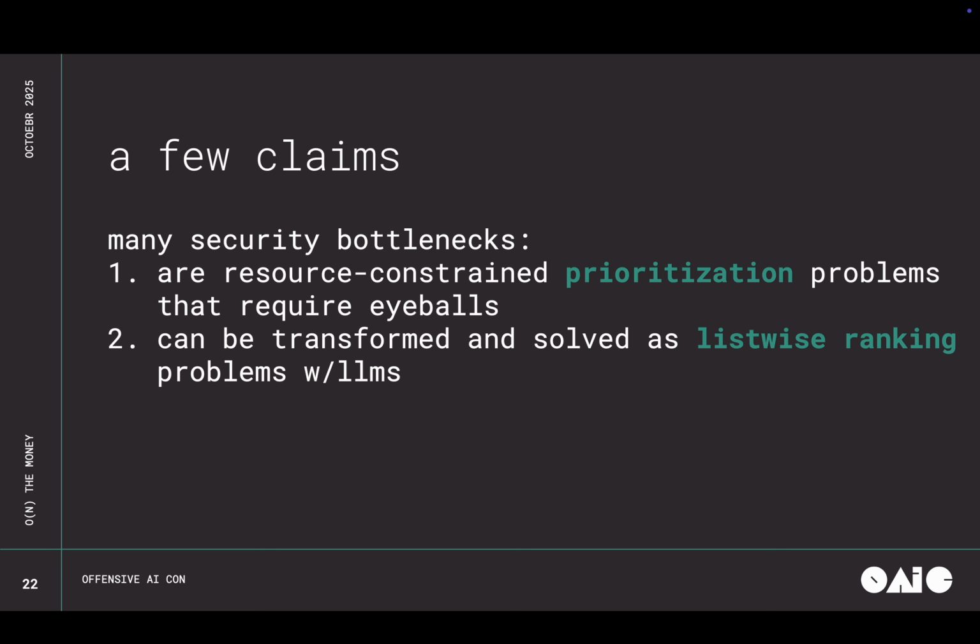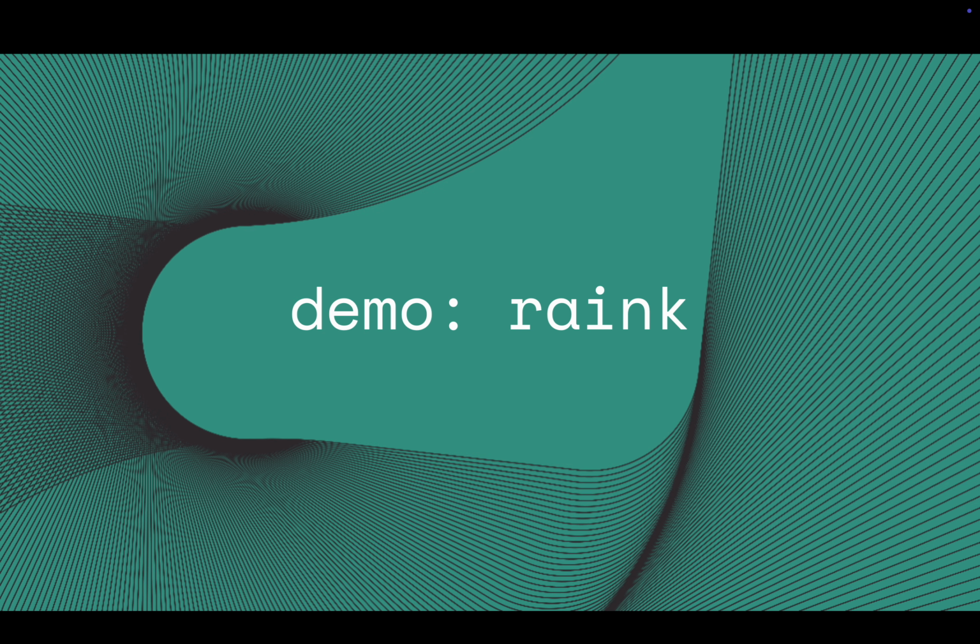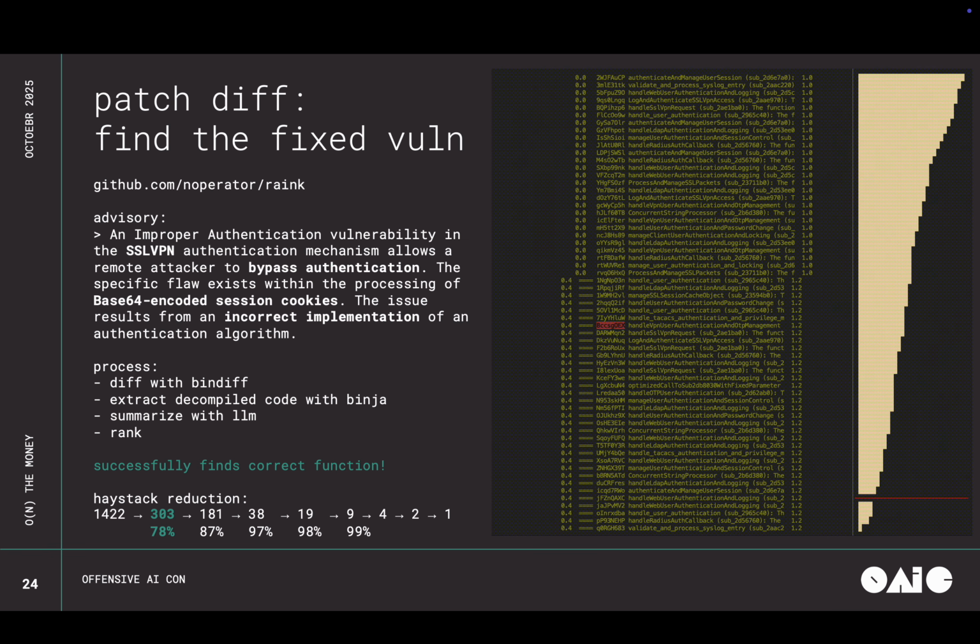And to help illustrate this, I'm going to demonstrate a tool that's open source. It's called Rank, appropriately named. A lot of my tools are short, imperative names, so I'm going to follow that pattern. We're looking at a patch diff in SonicOS. This is the operating system that underlies the SonicWall firewall.